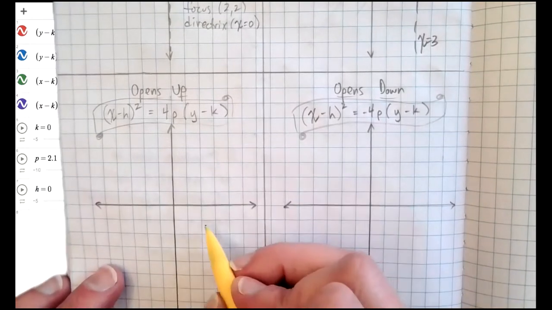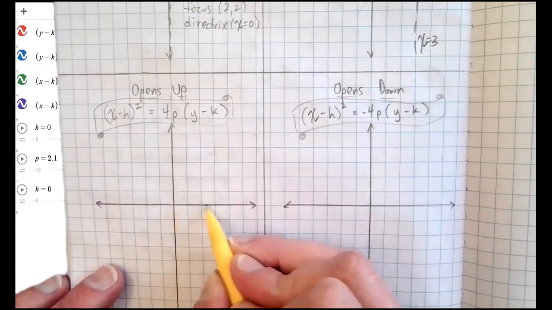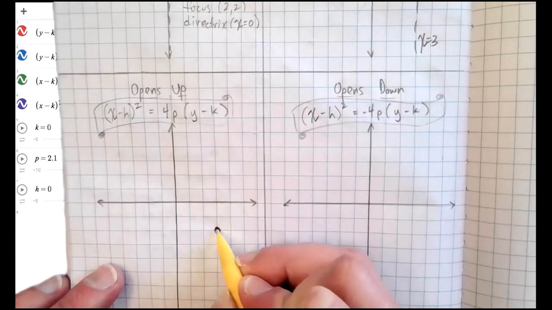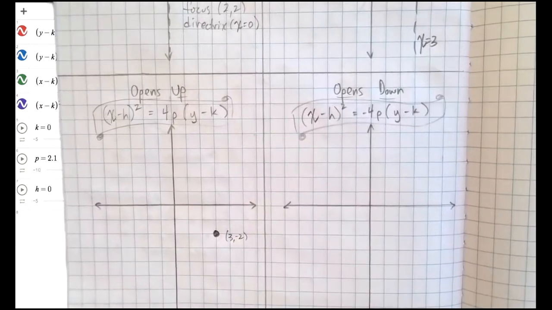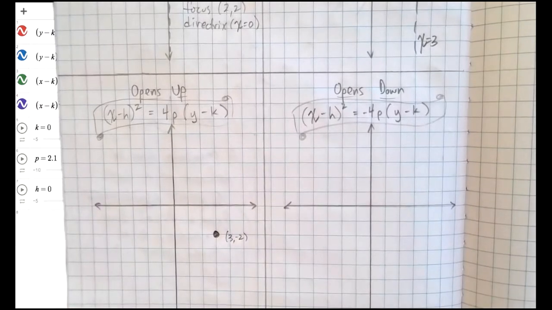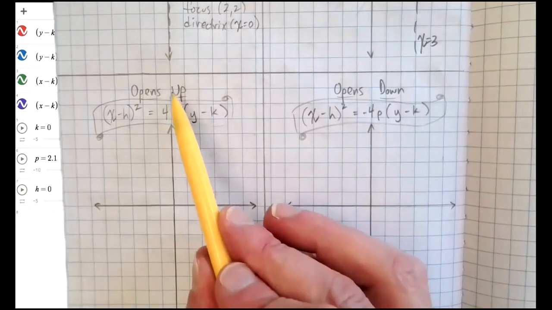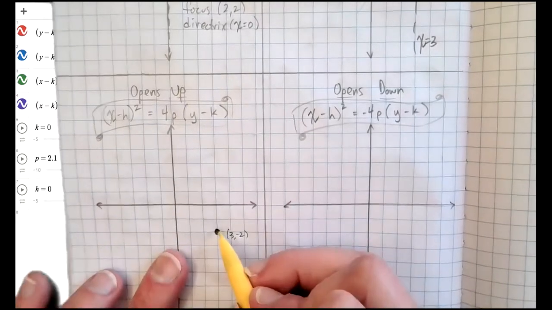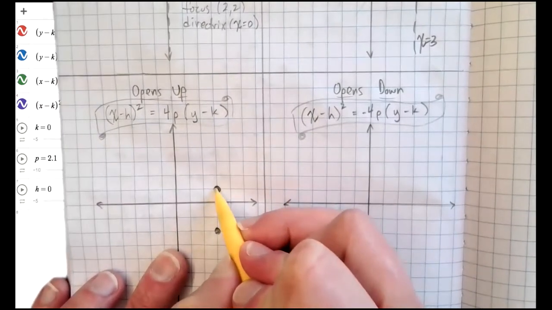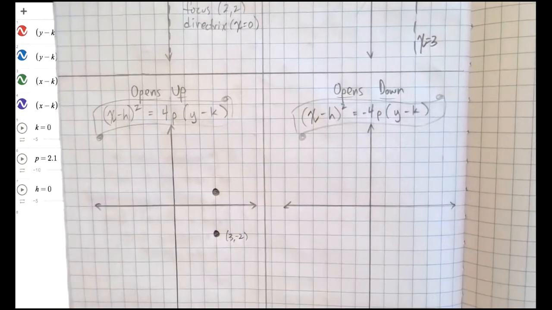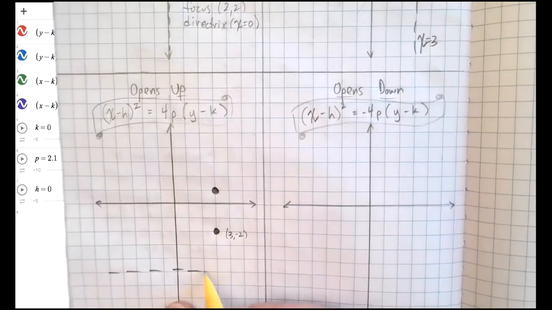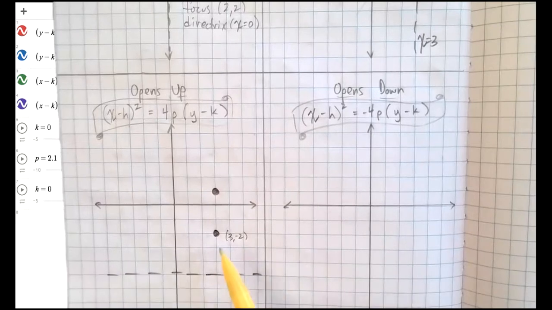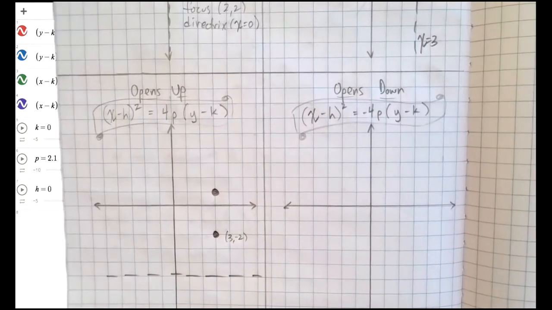Let's say we had a vertex at (3, -2) and you had a p-value of, let's say, 3. And this looks like it's going to open up, so we'll have the focus up here at (3, 1). And that makes the directrix. I have to make the focus and the directrix equidistant from the vertex. That's the definition of a parabola in this context.